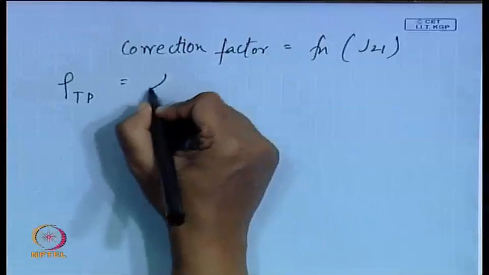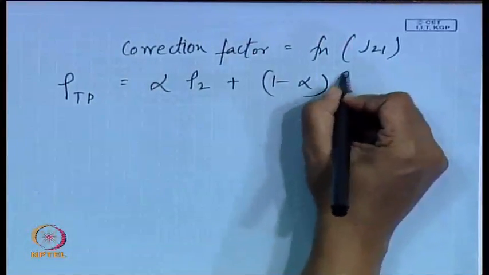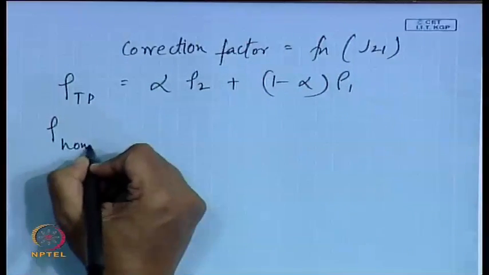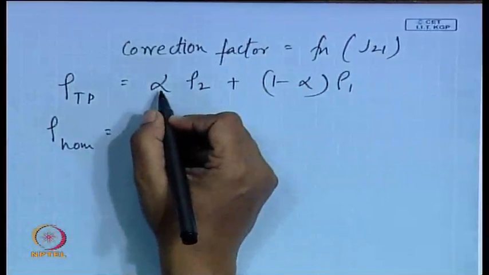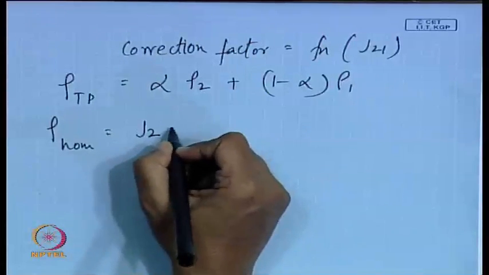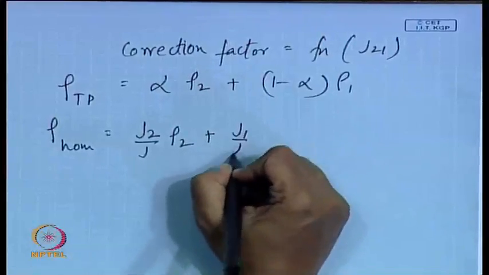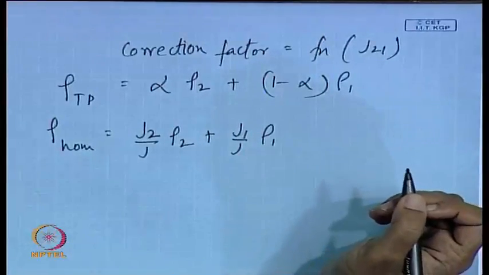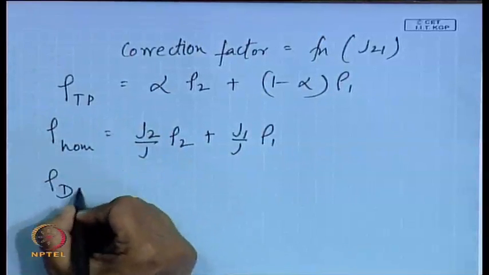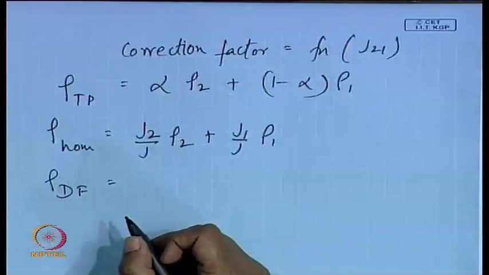We know the mixture density: it was alpha rho 2 plus 1 minus alpha rho 1, agreed. From the homogeneous flow theory, we know alpha equals beta, is not it. So, for that particular case, it is simply J2 by J rho 2 plus J1 by J rho 1, is not it. Now, let us see for the drift flux model what the expression of rho mixture is that we get.